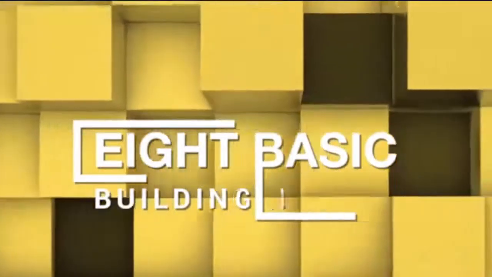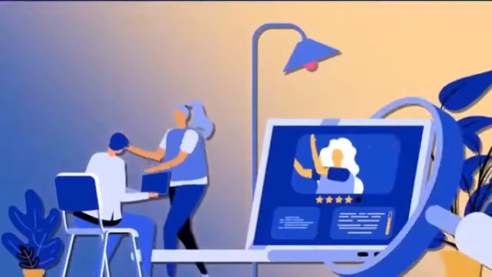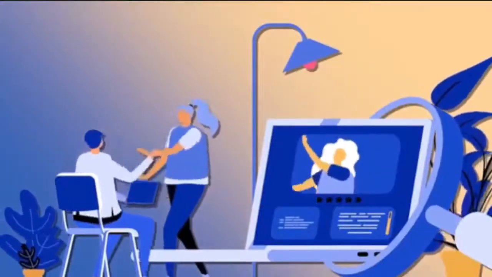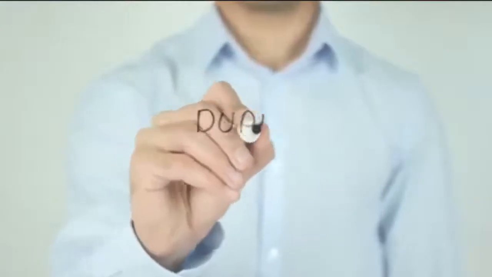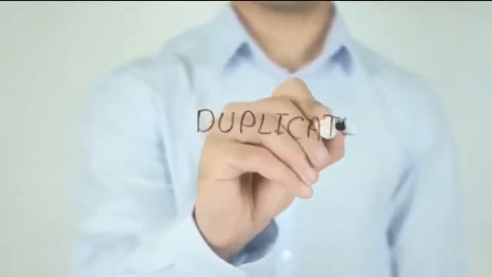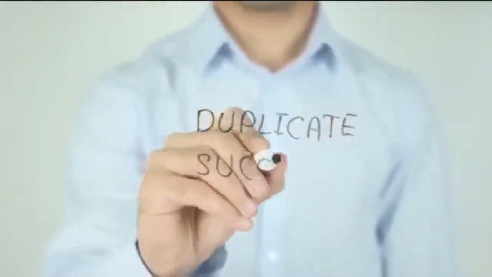So there are 8 blocks, guys, starting from 1 all the way to 8. Now, the purpose of the 8 basic building blocks is very simple. We need a training module that is duplicable. Now, in our industry, network marketing, if you do anything that cannot be instantly duplicated by the person you are sharing it to, then that module serves no purpose. Because network marketing is all about duplication, duplication, duplication.